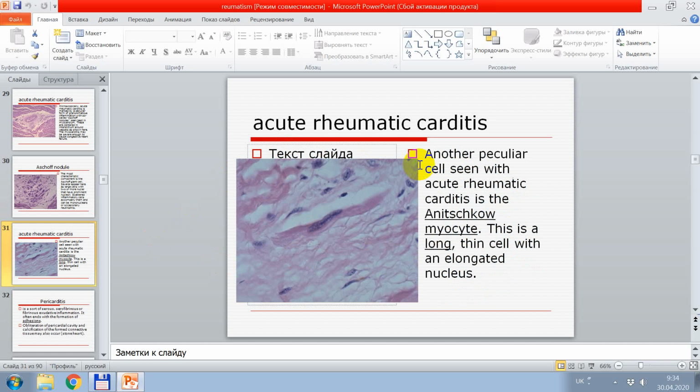This picture demonstrates some histological signs of acute rheumatic carditis. Another peculiar cell seen with acute rheumatic carditis is the Anitschkow cell, or cardiomyocyte. This is a long, thin cell with an enlarged nucleus.